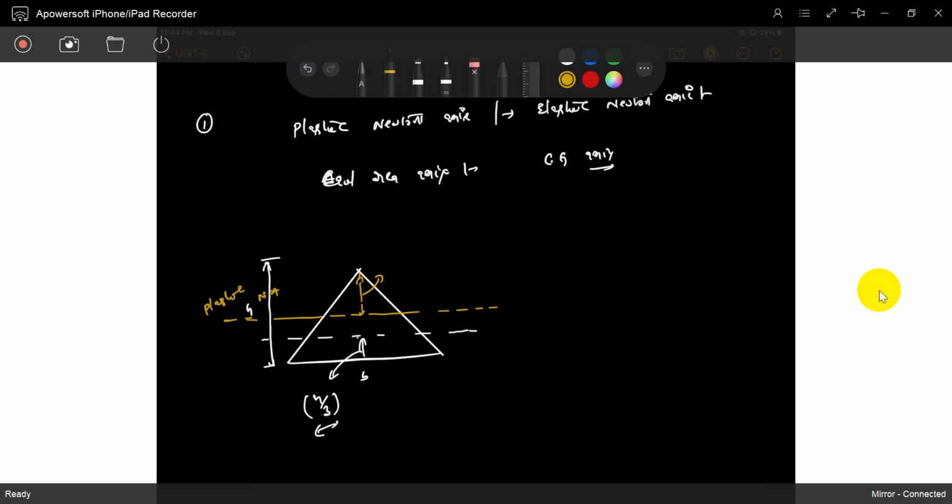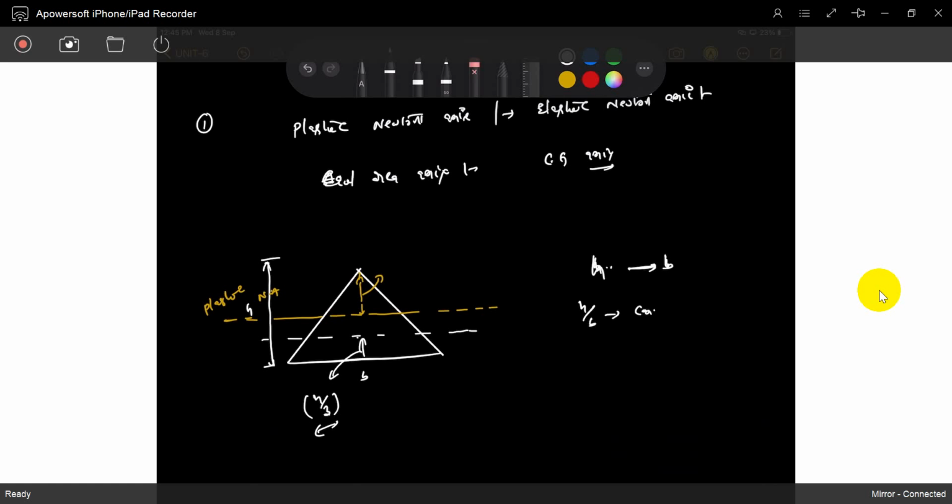Can you find out? So I want to find out. I will try to find out. How can I find out? So H, B, height and width. H by B is a constant.